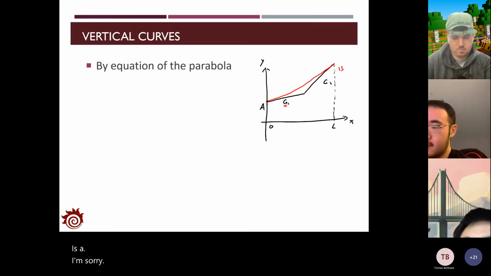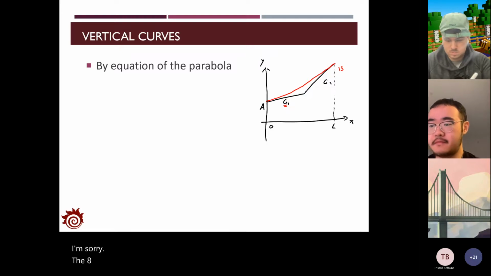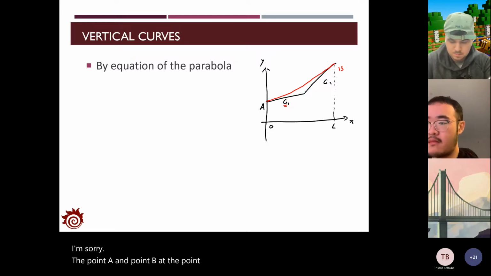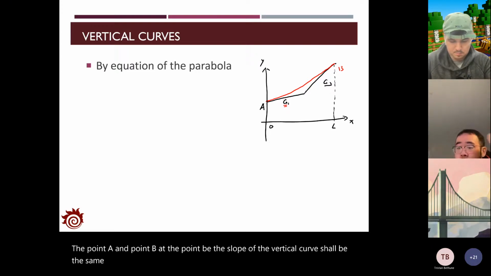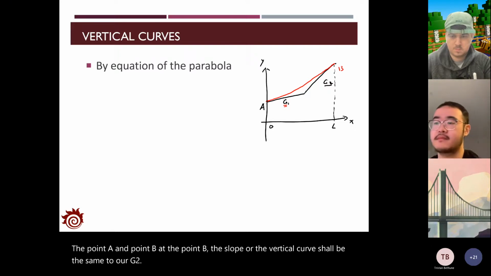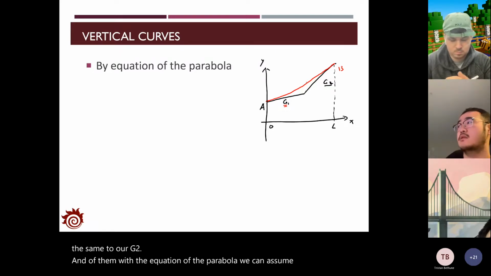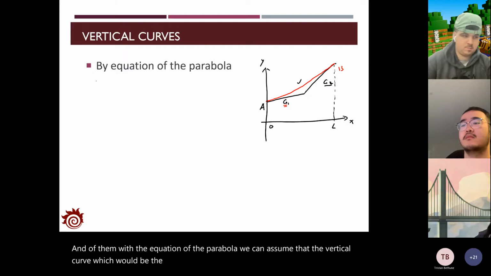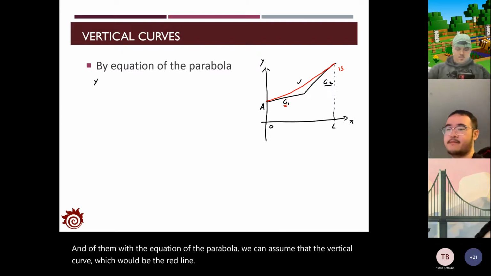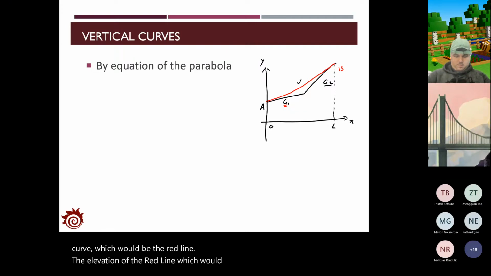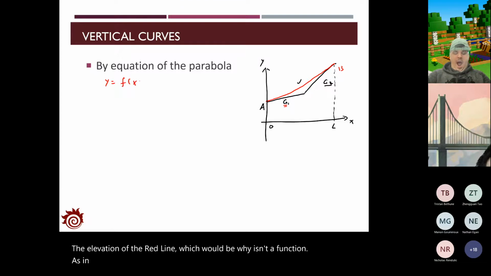The point A and point B. At point B, the slope of the vertical curve should be the same as G2. And then with the equation of the parabola, we can assume that the vertical curve, which would be the red line, the elevation of the red line, which would be y, is a function of the horizontal distance x.